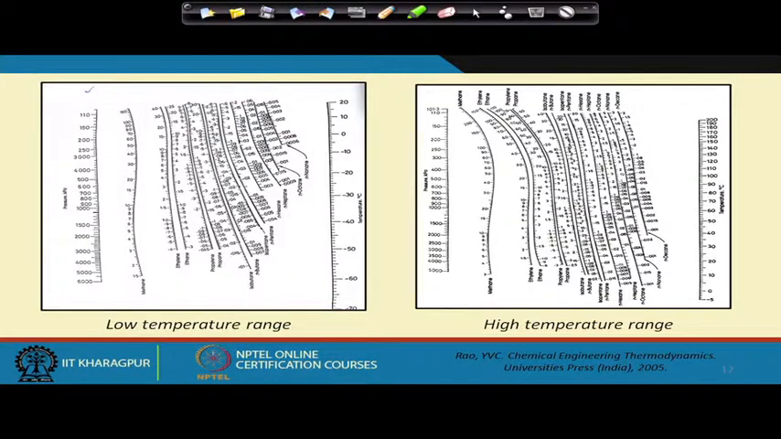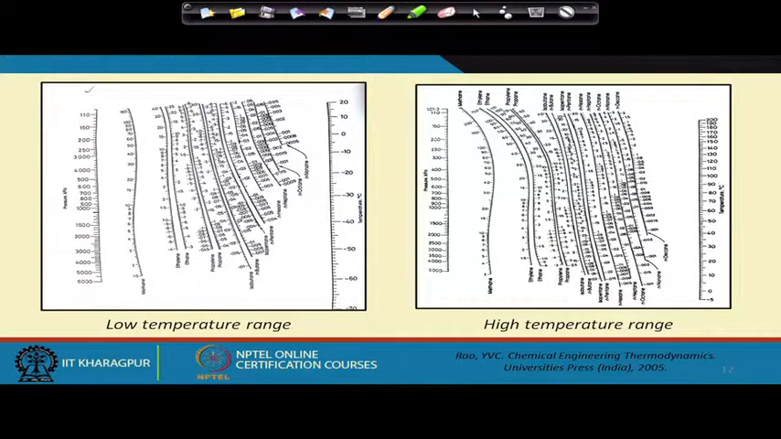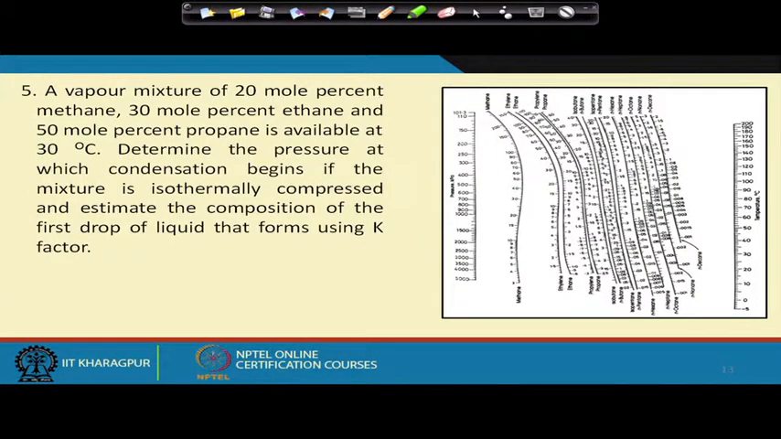Here we find that the nomograms are presented for the low temperature range and high temperature range. With the help of these nomograms, for each and every hydrocarbon gas, if we know the temperature and the pressure, we are in a position to find out the K values, and the calculation becomes pretty simple. We will just be doing two problems and finish off this part.